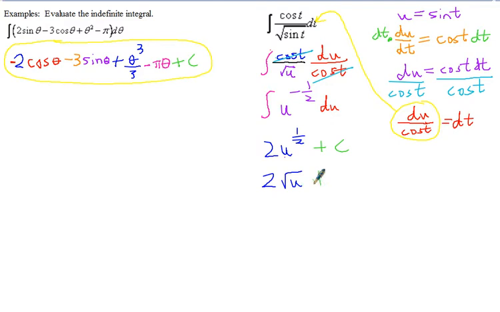Switch it back to radical form. And finally, we want our answer back in terms of the original variable, which in this case is t. So we can take our sine t, which is what u equals, and substitute that back in for u. So our final answer would be 2 square root of the sine of t plus c.